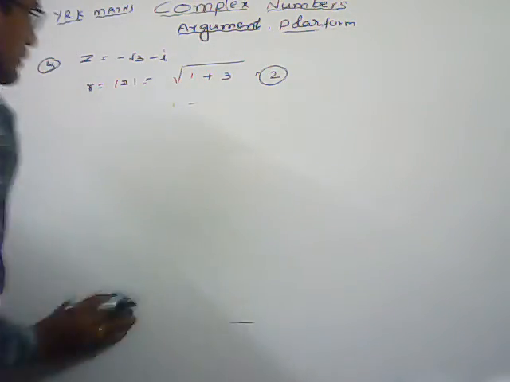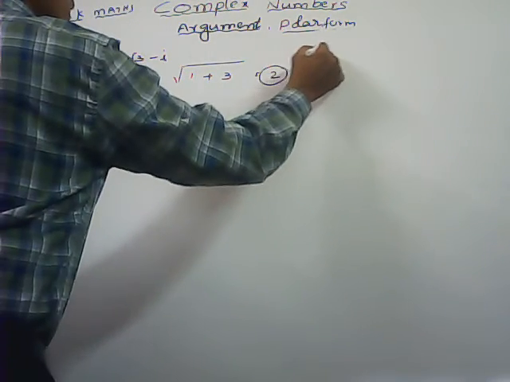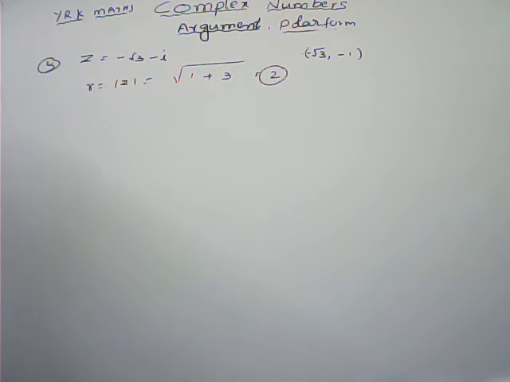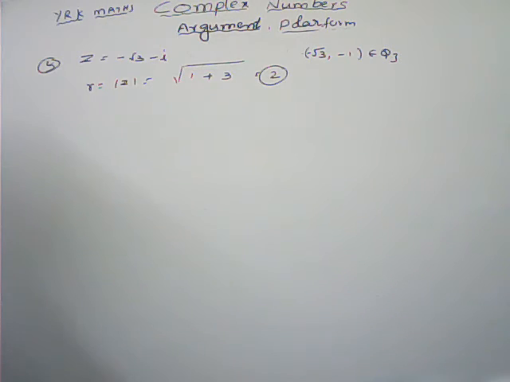Minus root 3 minus i. Now what are the coordinates of the point? X coordinate minus root 3, y coordinate minus 1. Minus root 3, minus 1. That one belongs to the third quadrant. In the third quadrant, how to take the argument of the complex number?